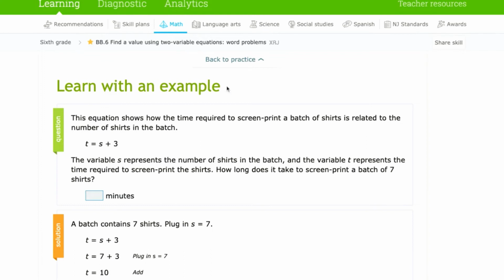So here we have an example of BB.6. Now you are dealing with word problems, but you're still doing the same thing. You're still basically just substituting. So just make sure you're substituting the numbers into the correct variable.